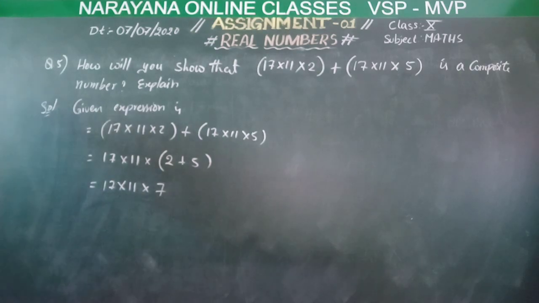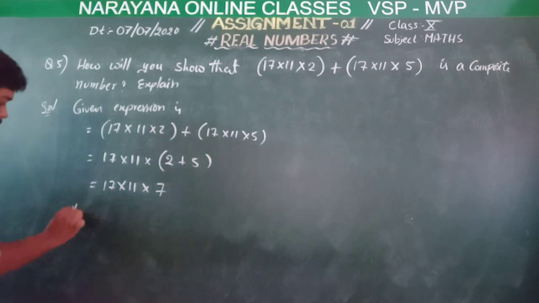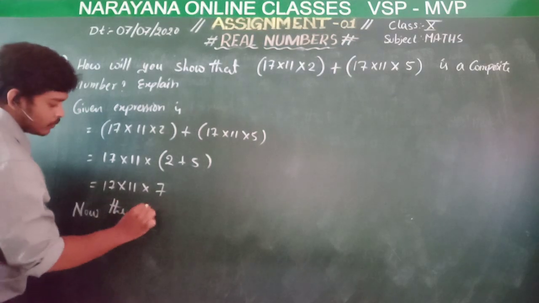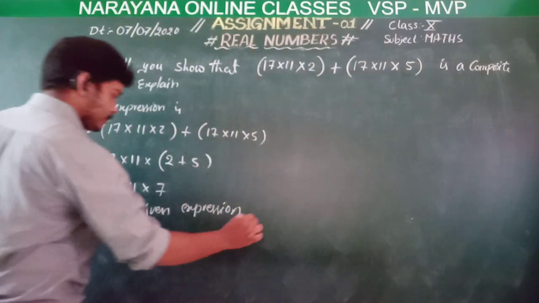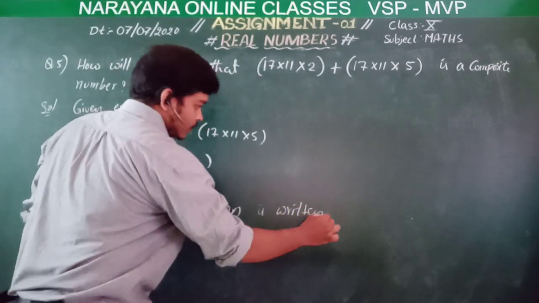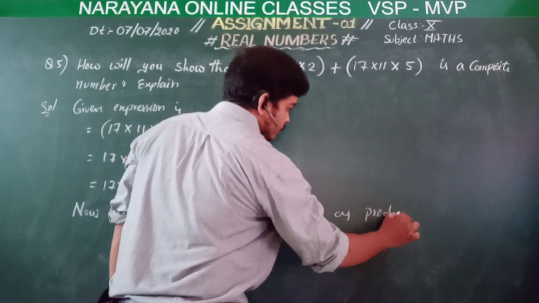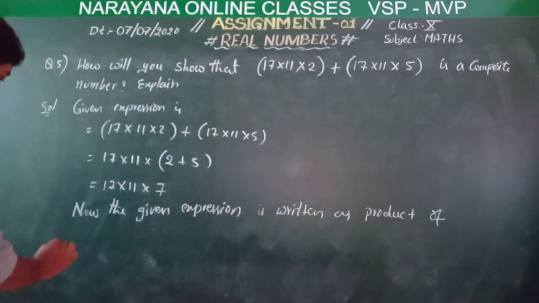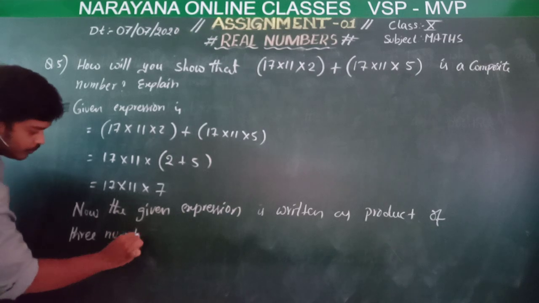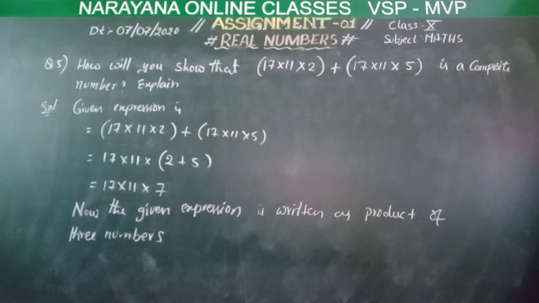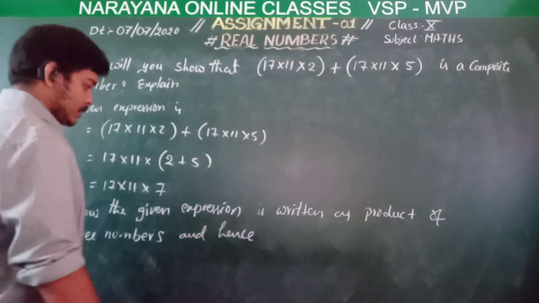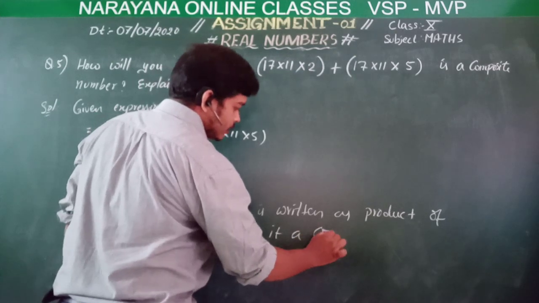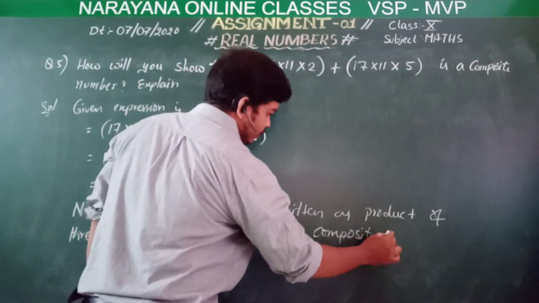See children, now the given expression is written as a product of three numbers, right, and hence it is a composite number.